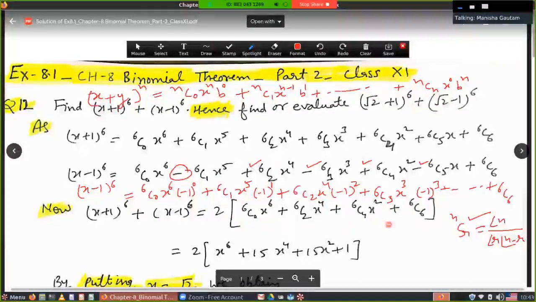Other terms are cancelled out, as 6C1 and x to the power 5 cancelled with this term. It is cancelled by this, and these are cancelled by this. So after applying the formula of combination nCr, simplify the coefficients of x to the power 6, x to the power 4, x to the power 2, and you will get what? First coefficient is 1, second is 15, third is 15, and last is 1.